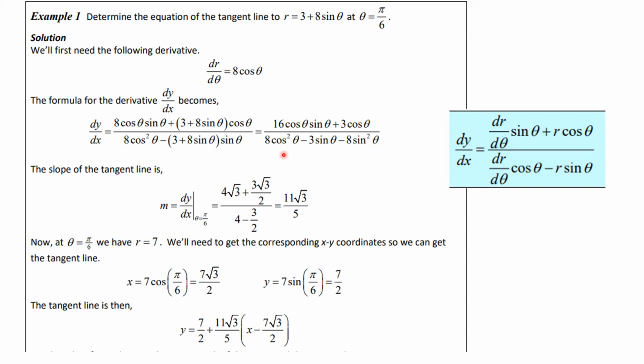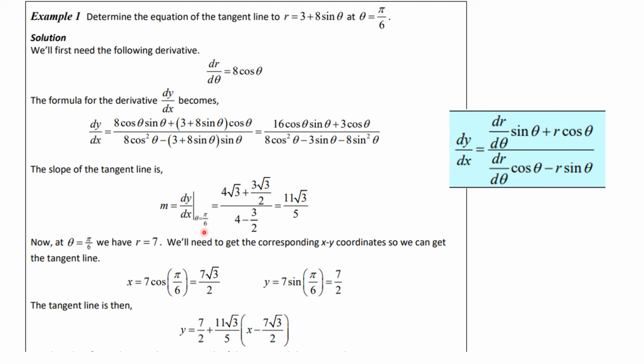There are some fancy things you could do with cosine squared theta and sine squared theta, but you don't have to. You're really just plugging in numbers, and the theta that you're plugging in is pi over 6, which is a special triangle. So you should be able to do this without calculators, but I do it. So I plug it in here. Make sure you follow this. When I do that calculation, in the numerator I get 4 square root of 3 plus 3 root 3 over 2. In the denominator, I get 4 minus 3 over 2. When I simplify that, I get 11 square root of 3 over 5. That's the slope of my line, because this is dy dx.